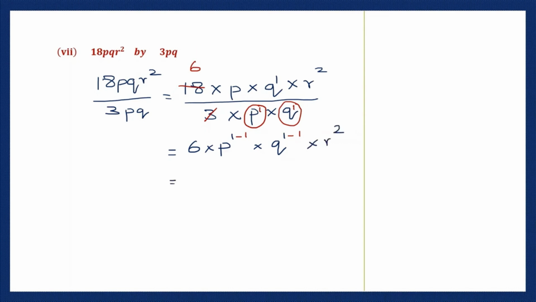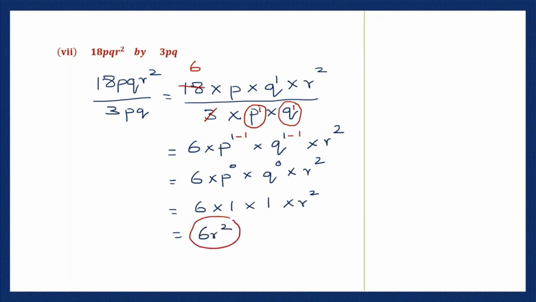So this is 6 into p to the power of 0 into q to the power of 0 into r square. So this is 6 into 1. Anything raised to the power of 0 is 1. Into 1 into r square. So 6 ones are 6, so 6r square. So this is my final answer, 6r square.